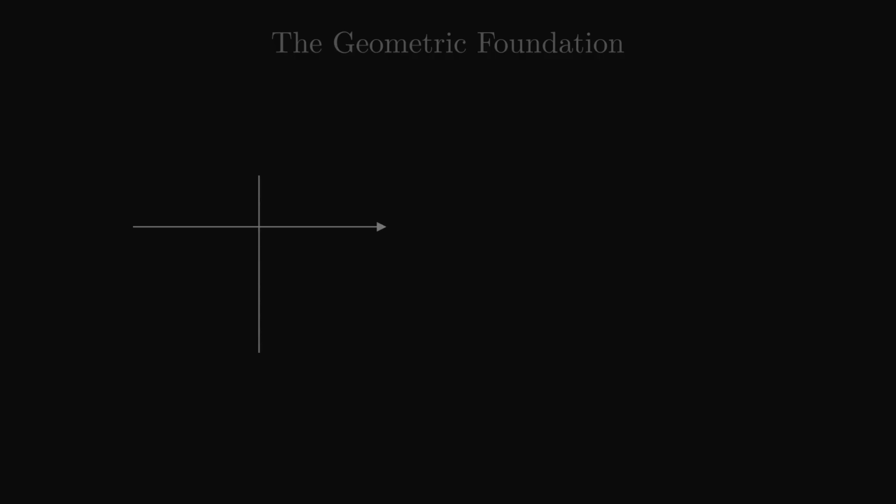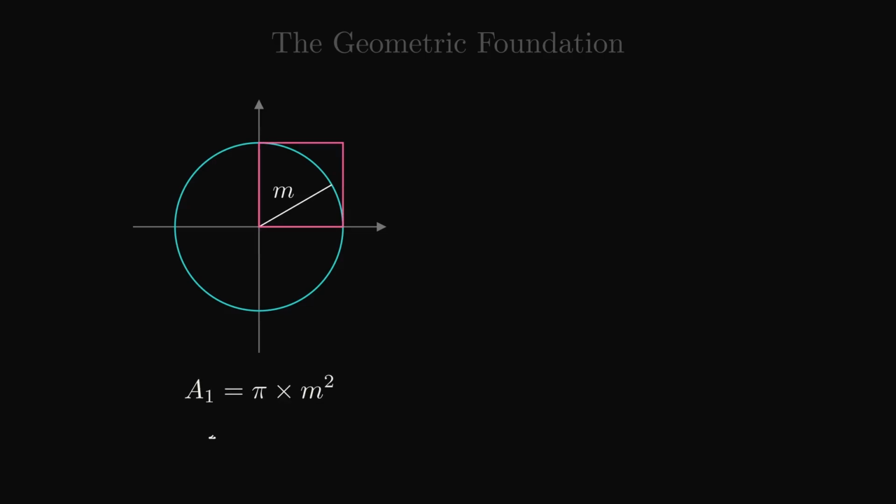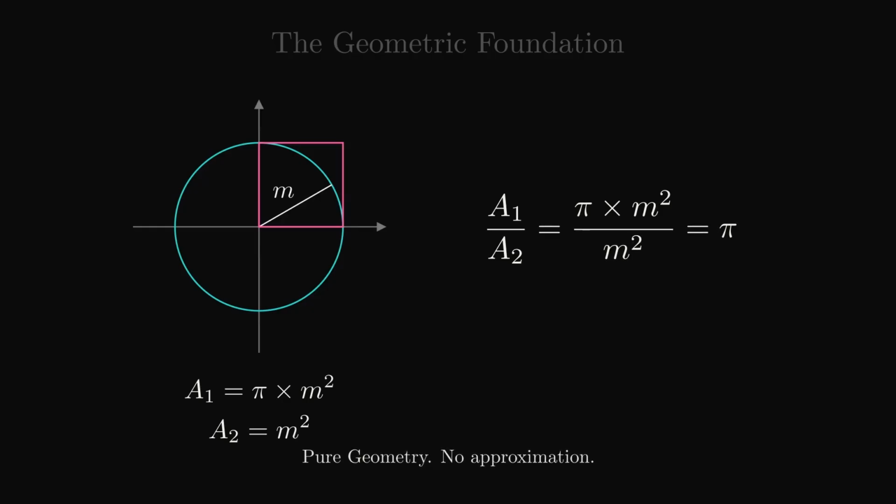To understand how deeply pi is woven into the fabric of logic, it is wise to step back and look from a pure geometric perspective. Consider a circle embedded with a square. By comparing the area of the circle to the area of the upper right square quadrant, we find a perfect, unyielding ratio. This is pure geometry, no approximation.